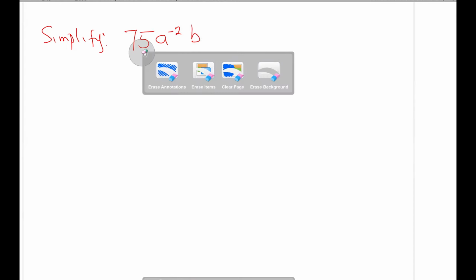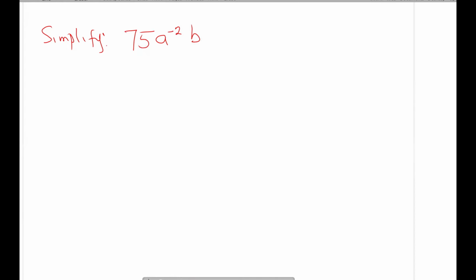Now look at this. We are asked to simplify this: 75 a raised to the power of minus 2, b raised to the power of minus 2, divided by 5 a raised to the power of 3, b raised to the power of minus 3.